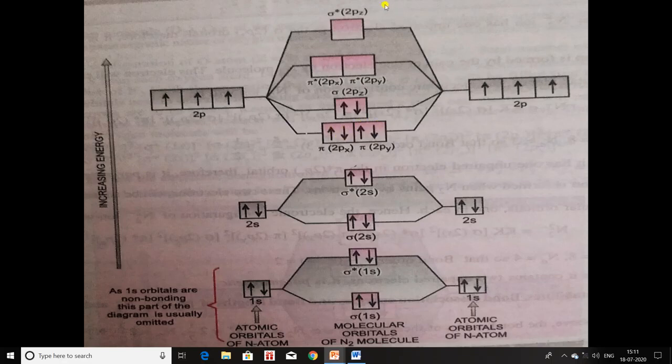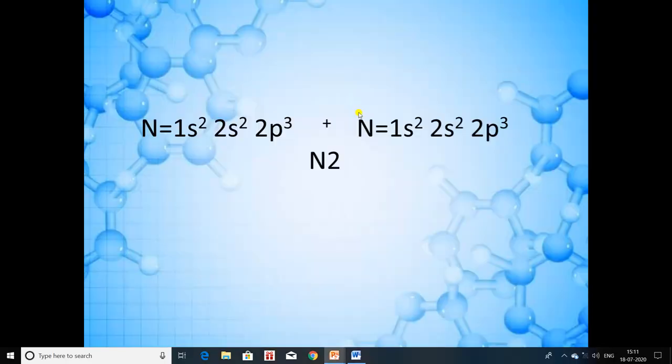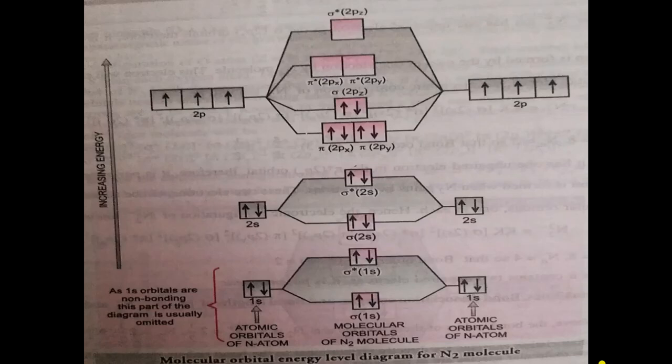So that means the magnetic moment is diamagnetic. Now we will calculate bond order. It is half of the number of bonding electrons minus the number of anti-bonding electrons. So count the number of bonding electrons. This orbital and these three orbitals are bonding molecular orbitals. So 1, 2, 3, 4, 5, 6, 7, 8, 9, 10. In total there are 10 electrons.